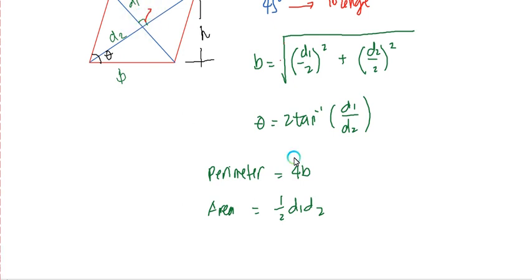Okay? Since the rhombus is also a parallelogram, the area is also the product of the base times height. So you can also use the formula base times height. Depending on what is given in the problem, you can use the formula base times height.